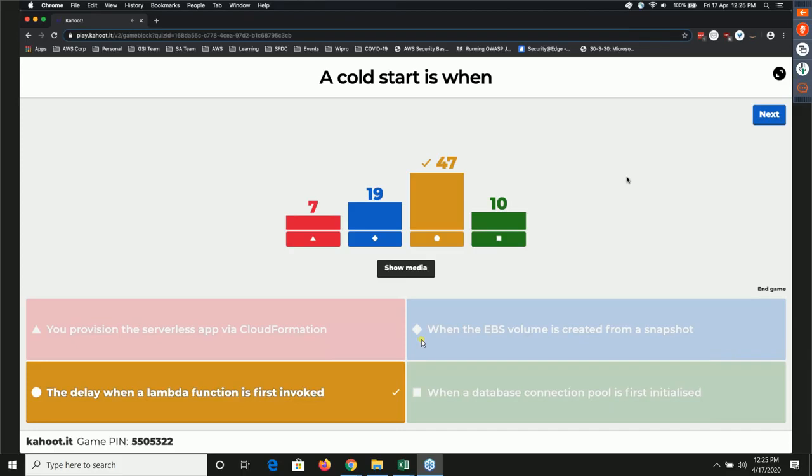And so I see you provision the serverless app via CloudFormation. No, that is not a cold start. That is just deployment. When EBS volume is created from snapshot, that actually is interesting because there is a delay there as well, but it is not called a cold start. It is basically lazy loading of your actual bits from the snapshot when you first read the bit after initialization. So that's more of lazy loading. And database connection pool is first initialized. No, that is also not true. Again, that's nothing to do with Lambda as such.